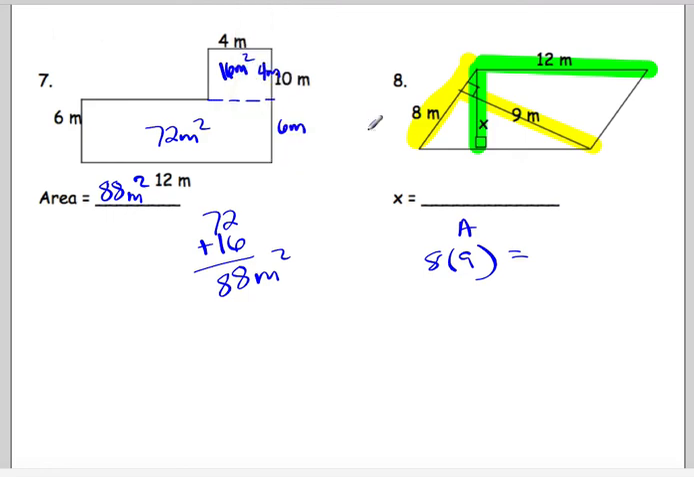So that means that the area is the same no matter which base you're using, as long as you're using the height that it goes with. So the base of 12 with the height of x, that area should equal the area if you used the 8 times the 9. So it shouldn't matter which method you're using, you should come up with the same answer. So we're going to set these equal here. And so 72 equals 12x, and dividing by 12, 6 is x. So we're able to find that x is 6 meters.